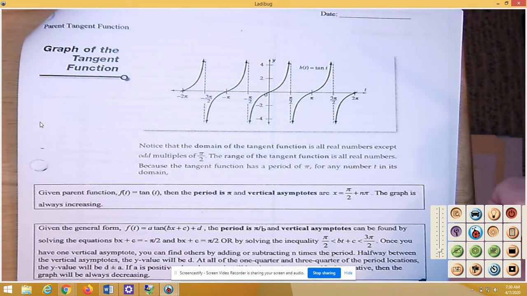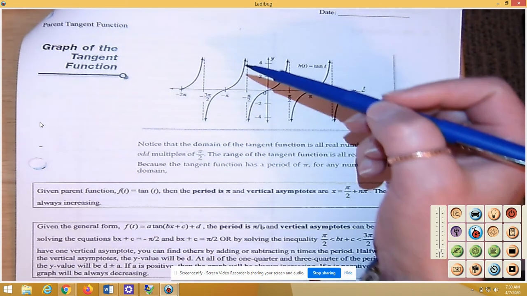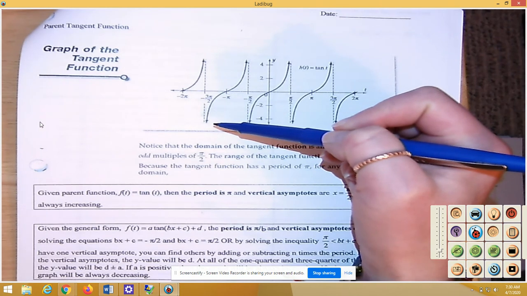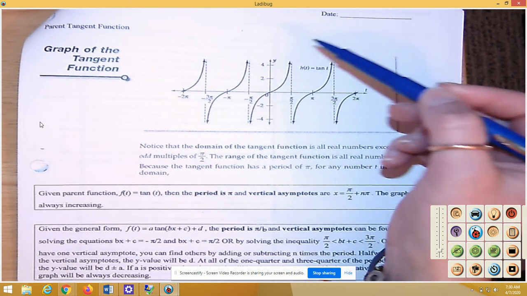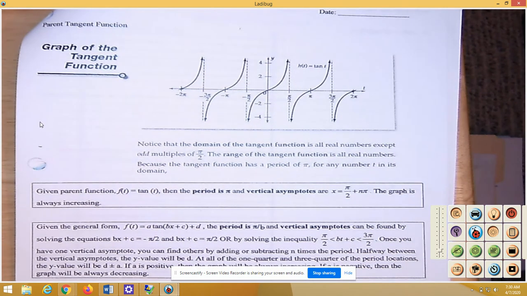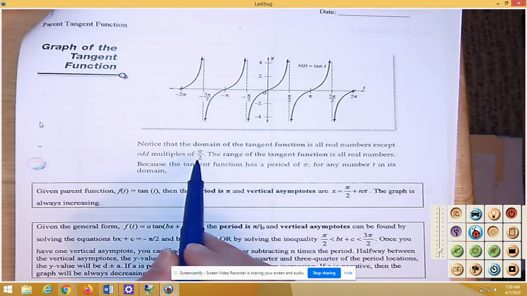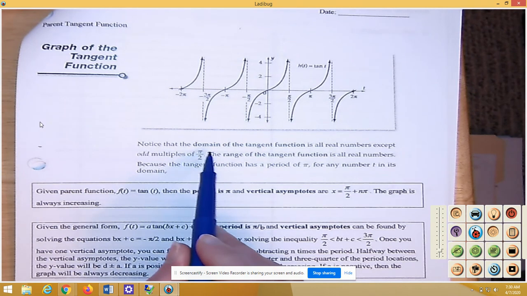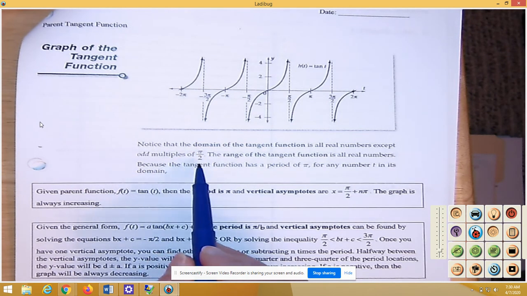So the shape of the graph is going to look like curves going up always, so they're always increasing for the parent tangent function. This is h of t equals the tangent of t, and you have your vertical asymptotes at those locations where the tangent is undefined. That occurred at pi over 2, 3 pi over 2, and with coterminal angles, negative pi over 2, negative 3 pi over 2. So the domain is everything except the odd multiples of pi over 2. The range is all real numbers.